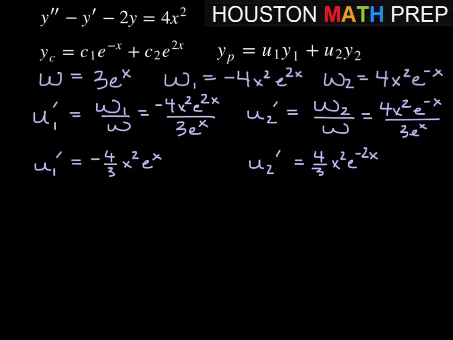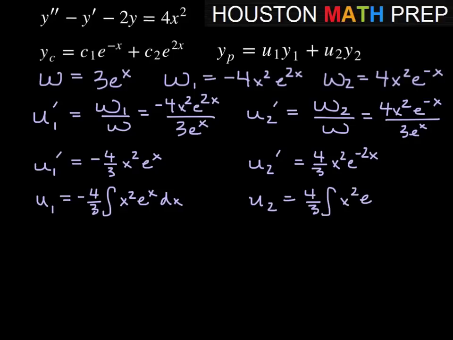Alright, so in order to arrive at the original u sub 1, u sub 2 that we'll plug in and get our final y sub p, we need to then integrate with respect to x. So, in other words, u sub 1 is going to equal, I'll go ahead and bump the negative 4/3 out since it's a constant, so that would be negative 4/3 integral x squared e to the x dx, whereas u2 is going to be, I'll bump the 4/3 out again, the constant, integral x squared e to the minus 2x dx.